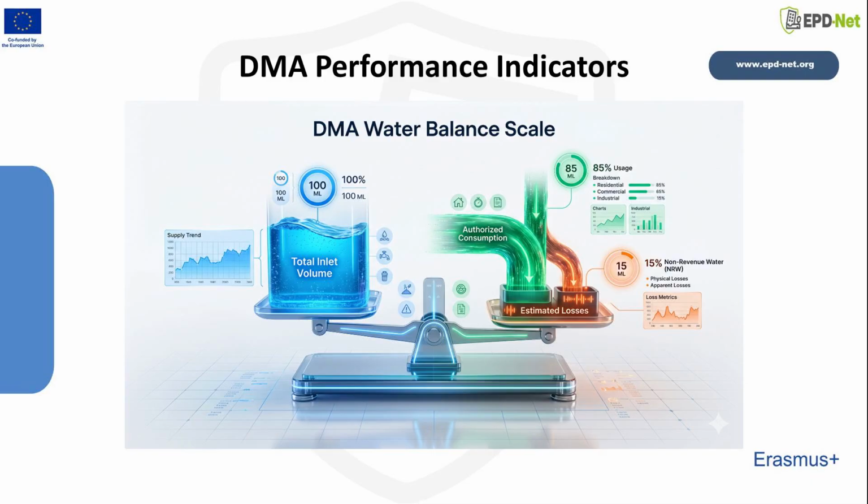Comparative analysis across multiple DMAs is a powerful feature of the Ecological approach. By benchmarking DMAs against each other, utilities can identify zones with disproportionately high losses and prioritize them for further investigation or intervention. This comparison supports data-driven and transparent decision-making.